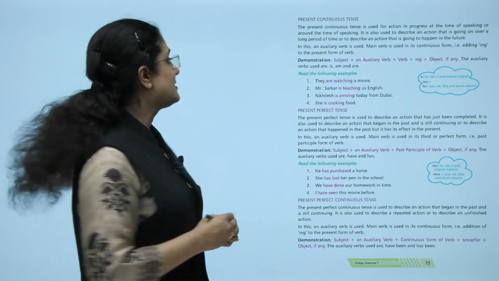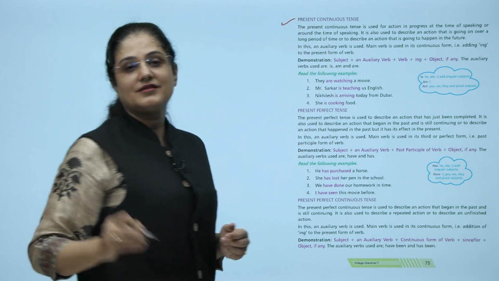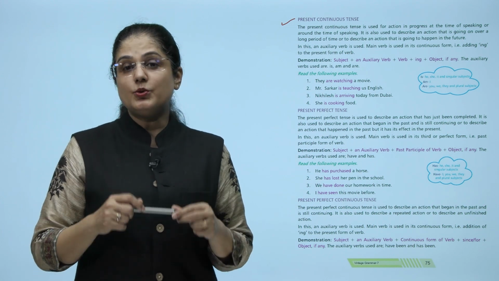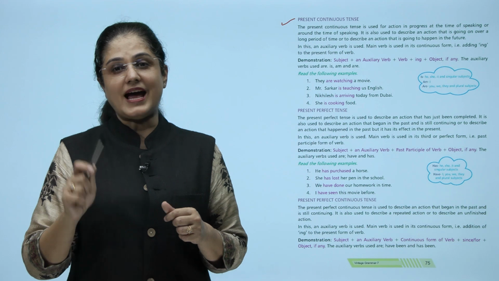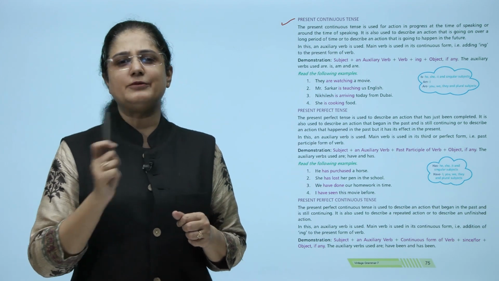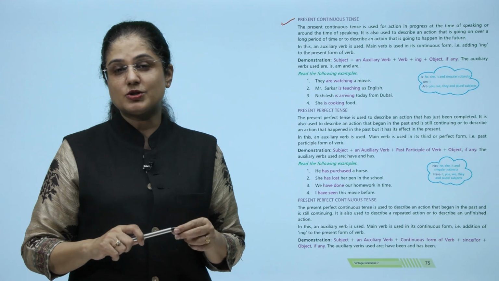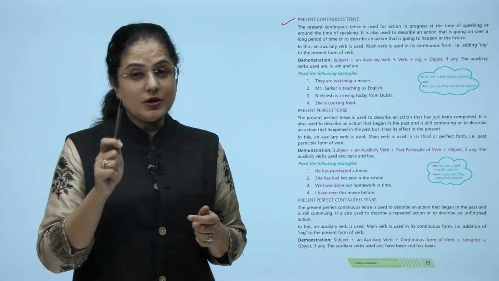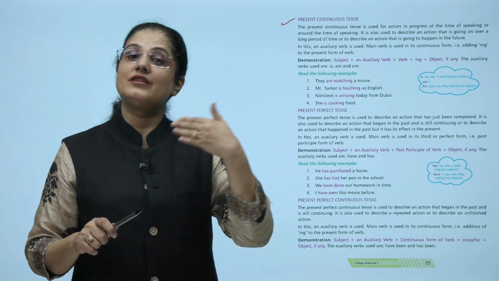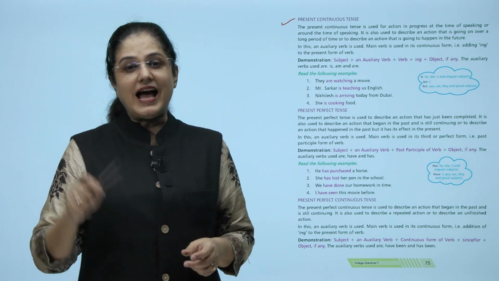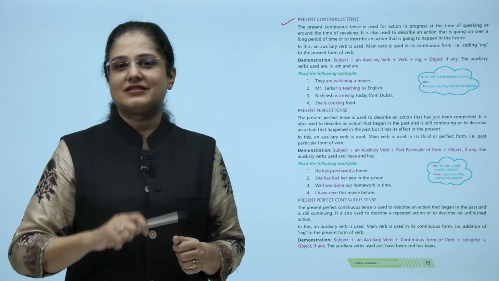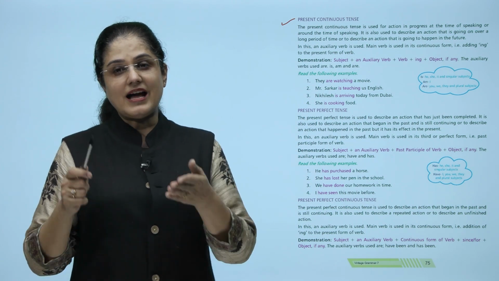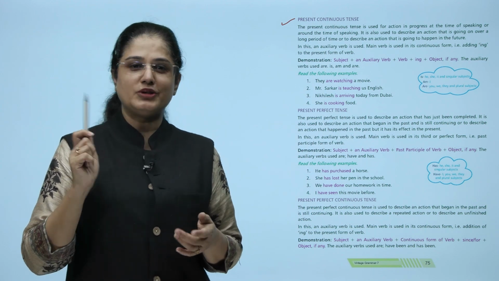We will now look at present continuous tense. The present continuous tense is used for action in progress at the time of speaking or around the time of speaking. It is also used to describe an action that is going on over a long period of time, or to describe an action that is going to happen in the future. In this, an auxiliary verb is used.